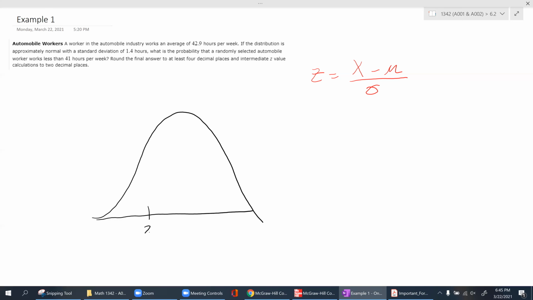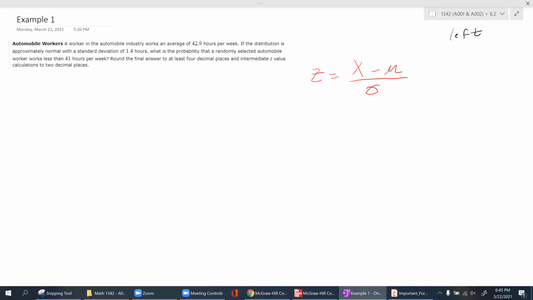Once you find z, do you want everything to the left, or do you want everything to the right? It's all going to depend on that. Based on this one, it says works less than 41 hours per week, so I know I'm going to look at everything to the left. I'll make a little notation, a left.